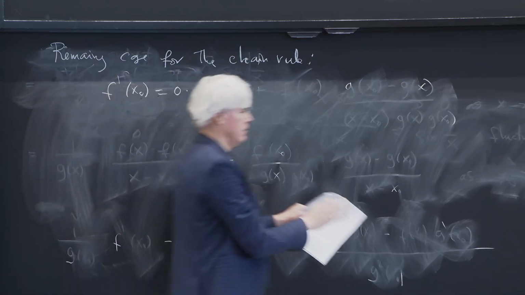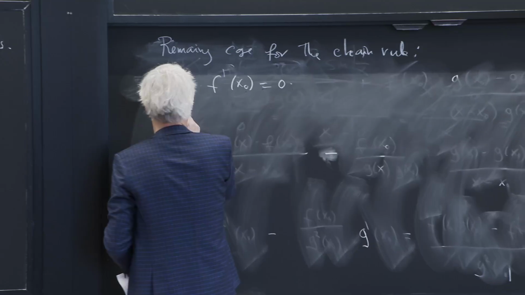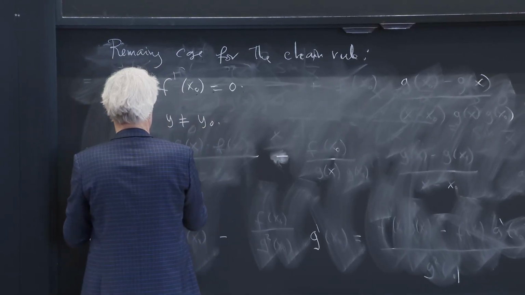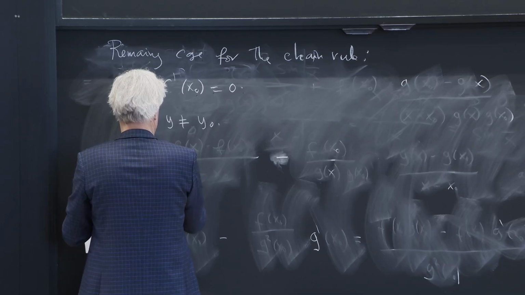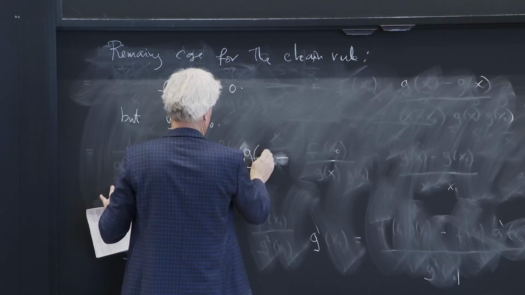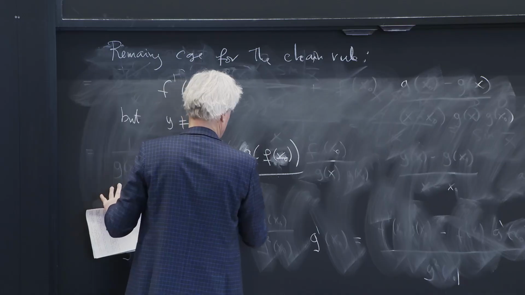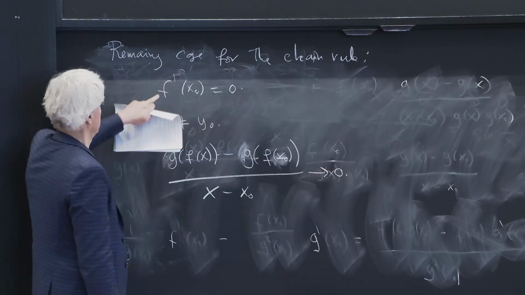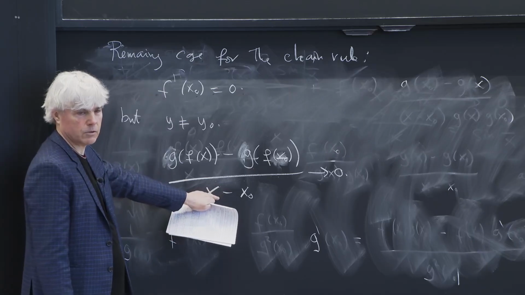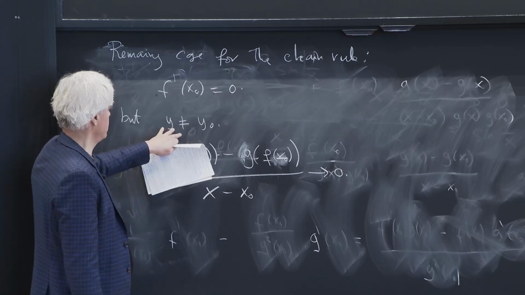And we have already observed that if the derivative is 0, but y is not equal to y0, if this is the case, then actually g of f of x minus g of f of x0, this thing here, in this case still converges to 0, right? So we still have the chain rule in that case.